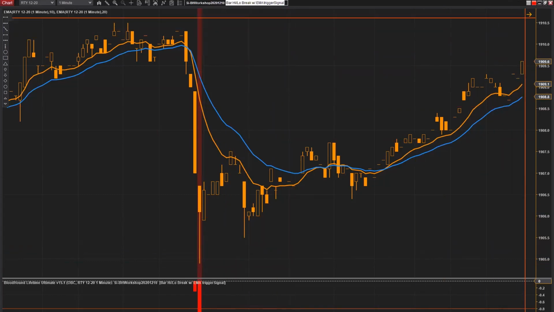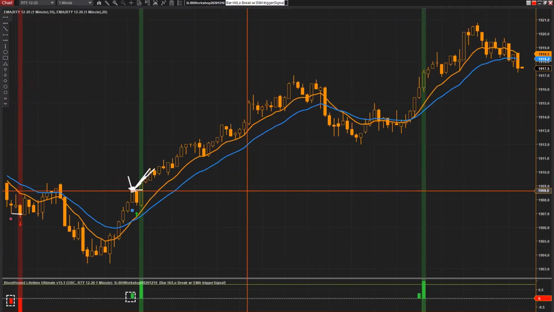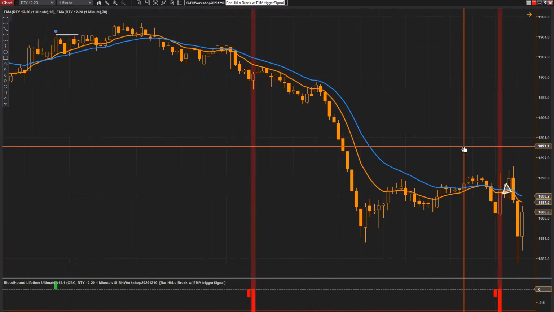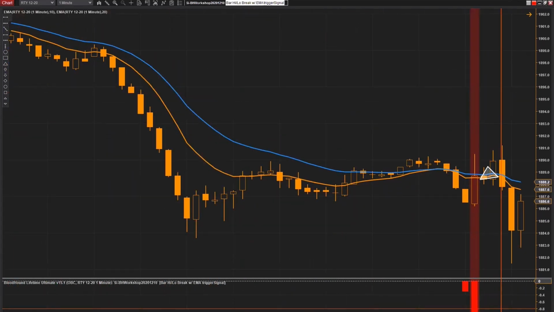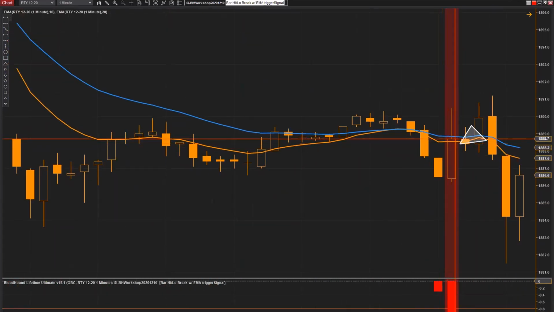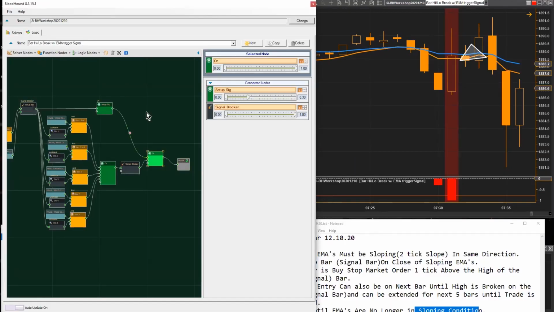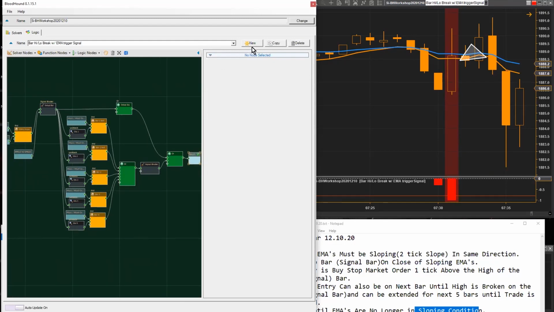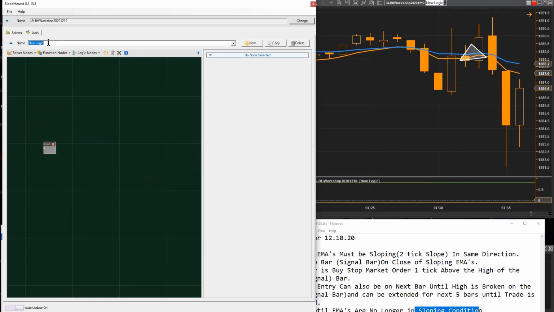All right, let's go back to our area where there was a cancellation. Here we go, a cancellation here. So we have the signal logic here, and now we need to create a new logic template for the entry cancel signal.